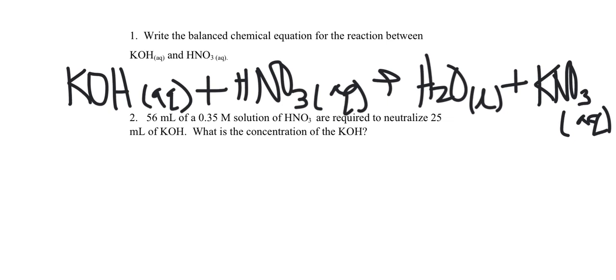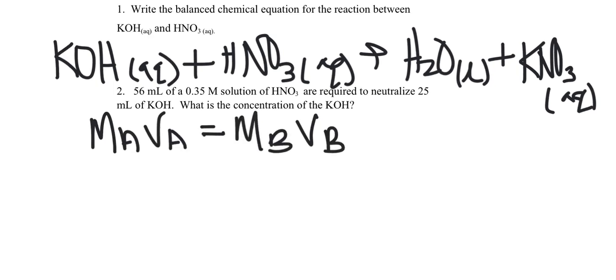So this is our reaction for our titration, and in number 2, it says that we used 0.35 molar of the nitric acid. It was 56 milliliters, and we needed 25 milliliters of the potassium hydroxide to neutralize that, so we could find the unknown concentration of our potassium hydroxide. So we will use this equation. The molarity of the acid times the volume of the acid equals the molarity of the base times the volume of the base, because the moles of acid and base should be equal at the end of this titration.